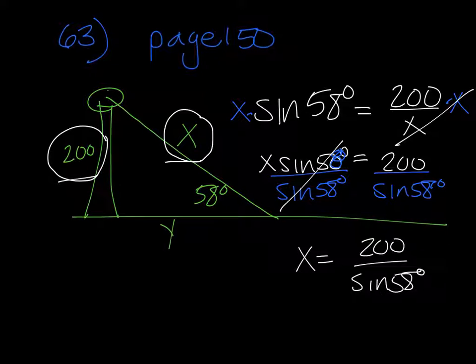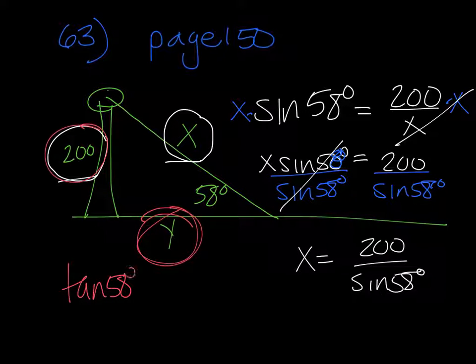So the other thing is that they wanted us to find y. So if we know the opposite and the adjacent, we're talking about tangent. So tangent of 58 degrees equals the opposite over the adjacent. And then it's just going through the same math, only with tangent.